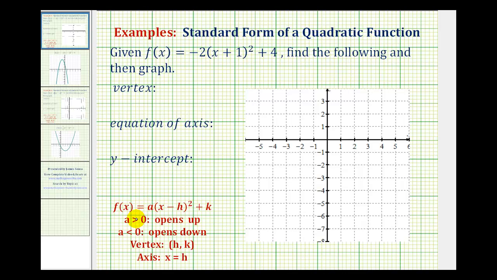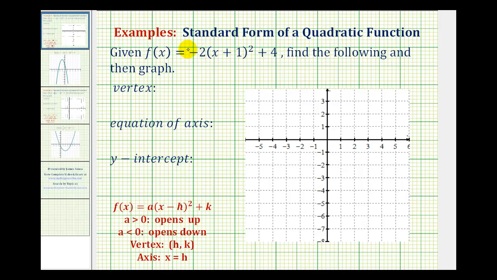So for a quick review, if a quadratic function is in standard form, if a is positive, the parabola will open up. If a is negative, the parabola will open down. The vertex of the parabola will have coordinates (h, k), but we do need to be careful about the sign here. Notice how it says minus h, and the x-coordinate of the vertex is h, and it says plus k, and the y-coordinate of the vertex is k. And then if (h, k) is the vertex, the equation of the axis of symmetry would be x equals h.